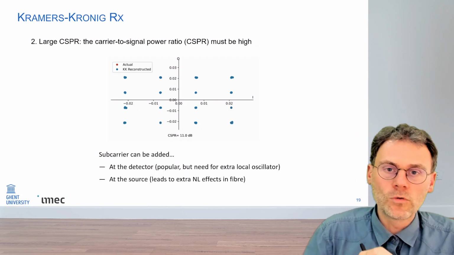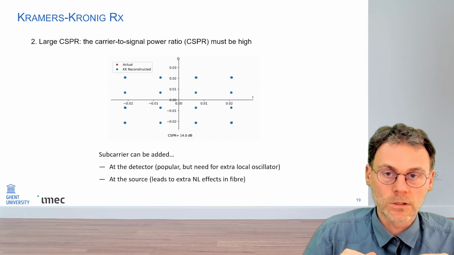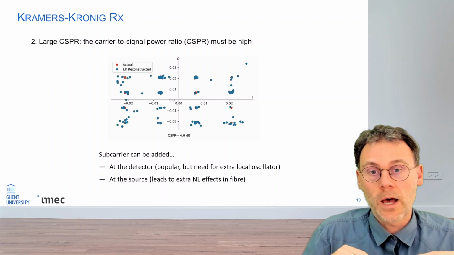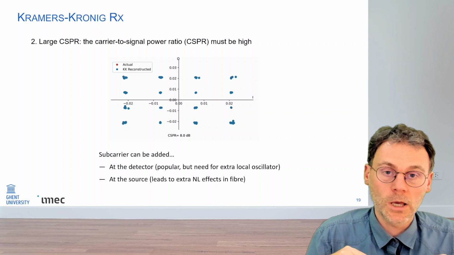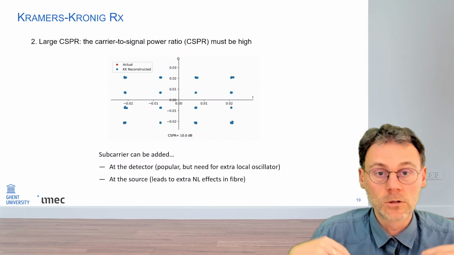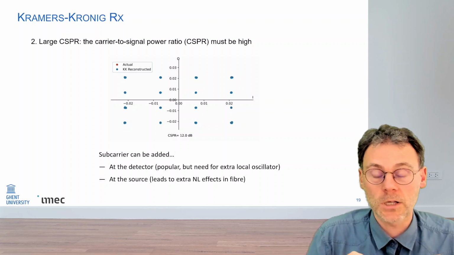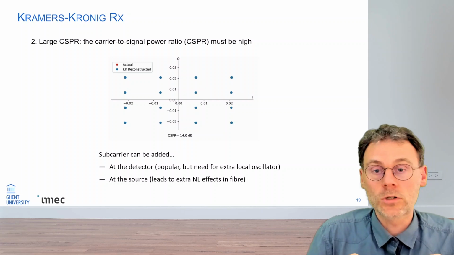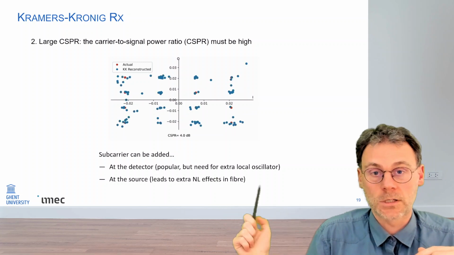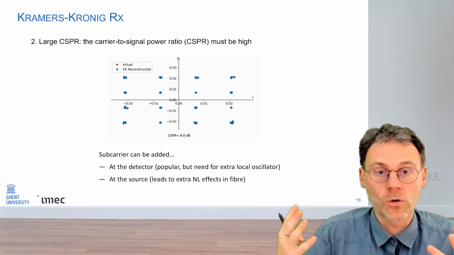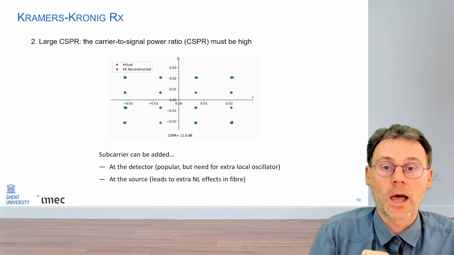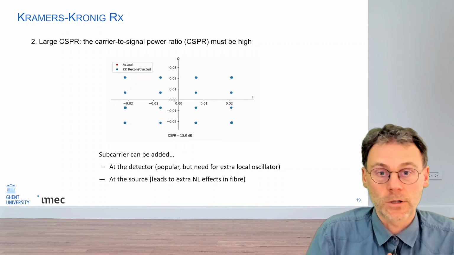Now, how do you make sure that that subcarrier has enough power? Either you add that subcarrier at the detector. This is what most people do nowadays, but then the disadvantage is that you need another local oscillator at your detector side. Or you can also add it at the source side. But then you have the disadvantage that you inject high power also in the optical fiber, and that gives rise to lots of nonlinearities.